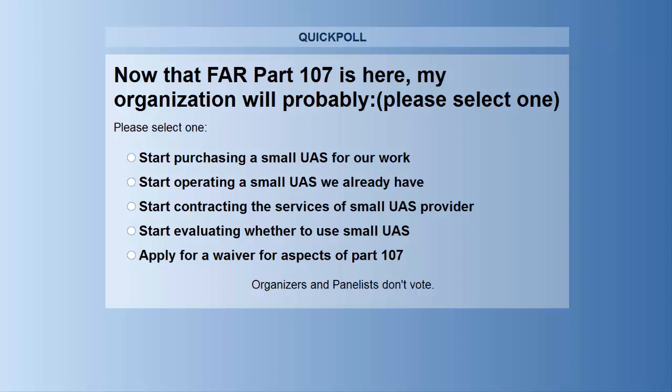Sure. On the screen here, our final poll, now that FAR Part 107 is here, my organization will probably, and in this case we're looking for one response, start purchasing a small UAS for our work, start operating a small UAS we already have, start contracting the services of a small UAS provider, start evaluating whether to use small UAS, or apply for a waiver for aspects of Part 107.